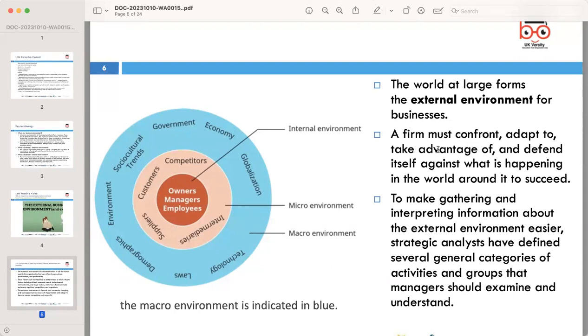Strategic analysts have identified several general categories of activities and groups that managers should examine and understand to make gathering and interpreting information about the external environment more manageable.